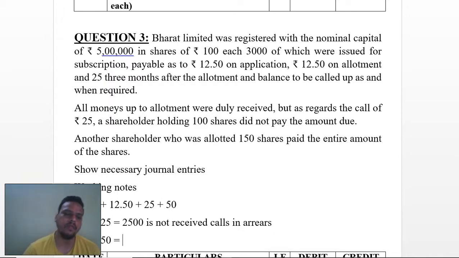So 150 into 50. Let's calculate: 150 into 50 is 7,500. So 7,500 is the amount paid in advance.